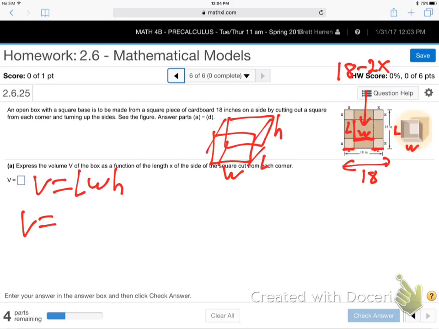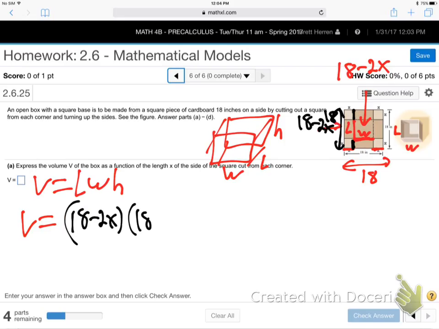Right? And the length is the same thing. Because the length is the whole length, take away this part, which is x and x. So it's 18, because the whole thing, again, is 18. It's a square originally. Minus 2x. So the length is 18 minus 2x. The width is 18 minus 2x. Good so far. Now we just need the height.